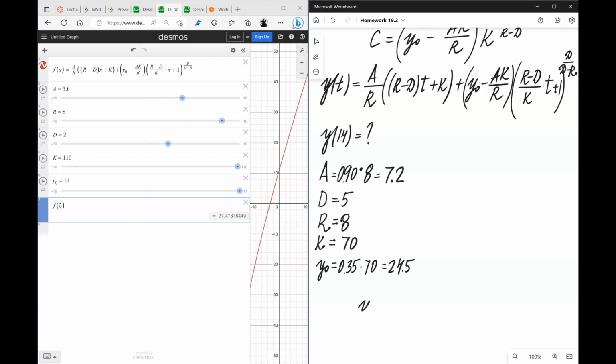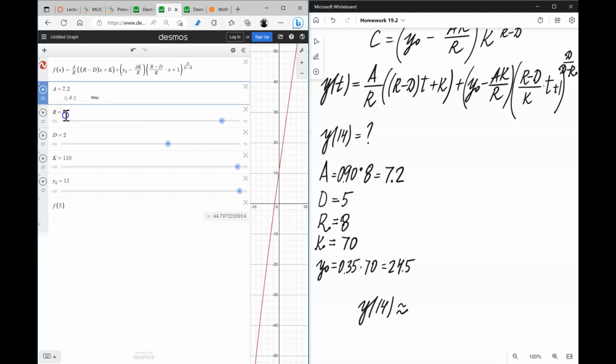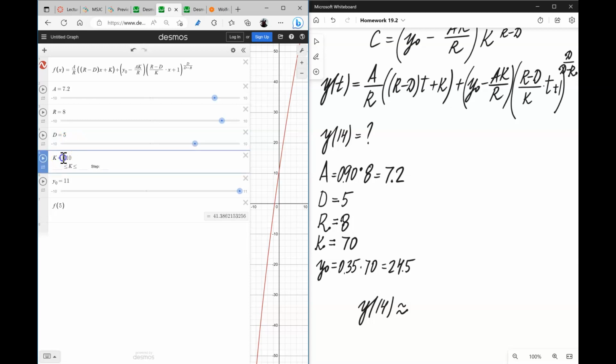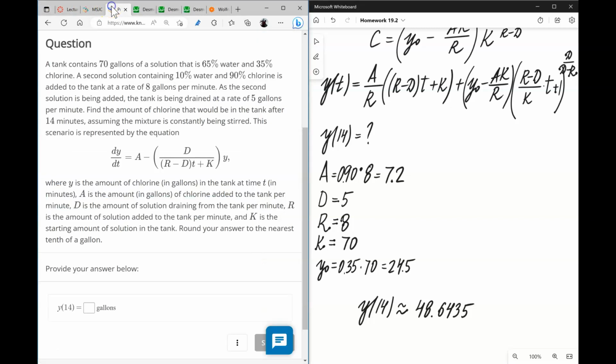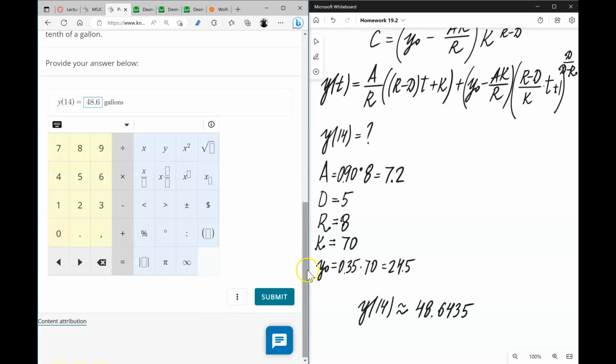So we're going to find y of 14, so let's plug in. A is 7.2, R is 8, D is 5, K is 70, and Y0 is equal to 24.5. So f of 5 is 48.6435. We have to round to the nearest tenth, so we're going to enter 48.6.